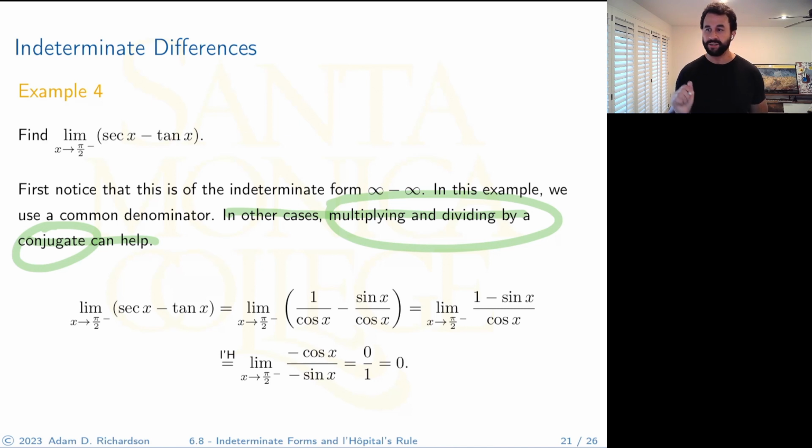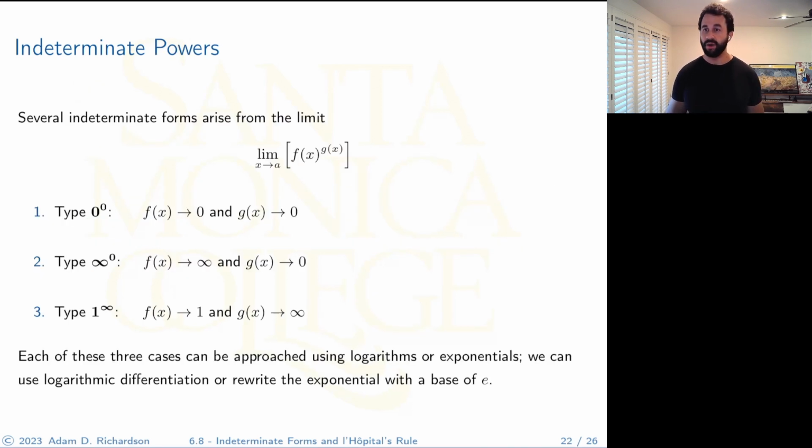Now we talked about indeterminate quotients, indeterminate products, indeterminate differences. Now we're going to finish up with indeterminate powers. So there are several indeterminate forms that arise from these types of limits. So if you want to take the limit as x approaches a of one function to the power of another function, there are a few indeterminate forms.